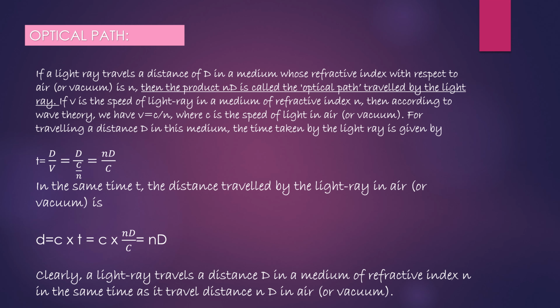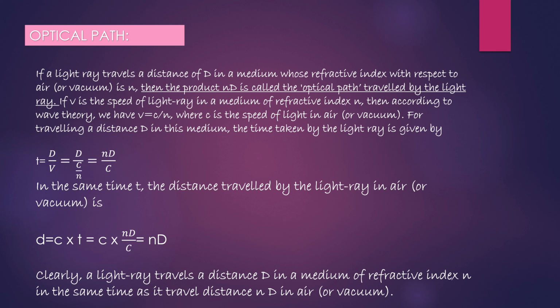Now the last topic, we have the optical path. Optical path is the product of n times d. N times d is called the optical path traveled by the light. Now, what is n and d? N is the refractive index of the medium, and d is the distance that the light ray has to travel. The product of those two, n and d, is called the optical path of the light ray.